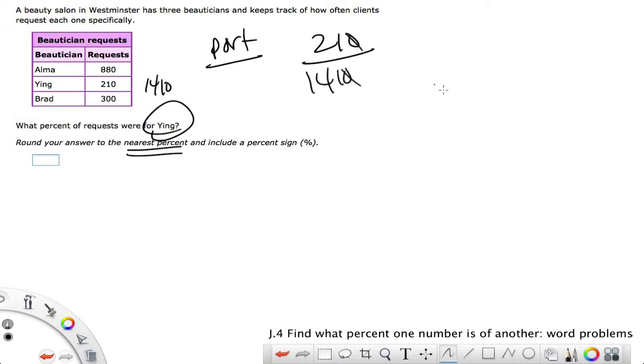We can get rid of these zeros here, and I see 21 over 141. So this looks to be about a 1/7. So my estimate is about 1/7, which I know to be approximately 14%.